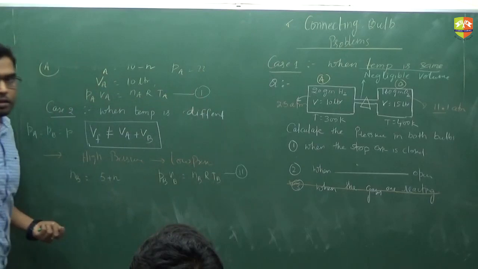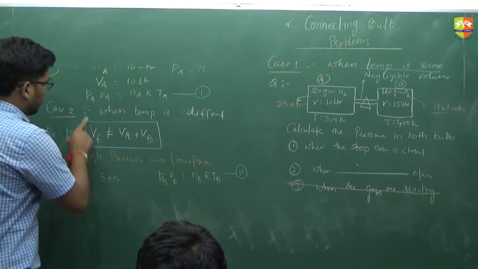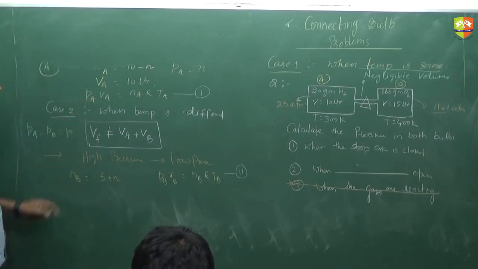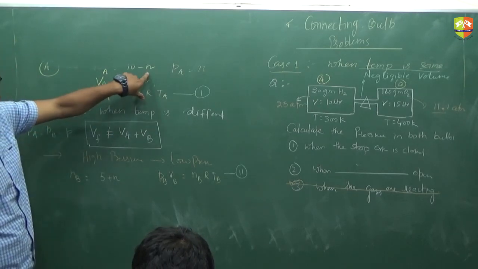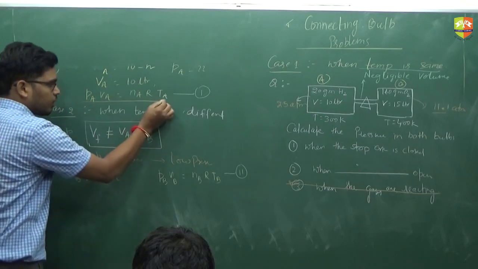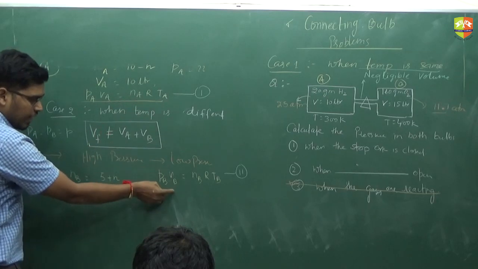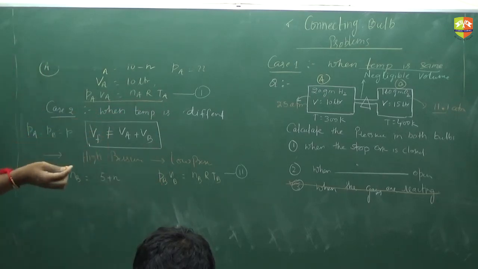Can we solve one of the equations? PA is not given, so you do not know PA. We have VA, but n is not there. You cannot solve one equation alone because there are two unknowns. But when you take the ratio of these two, the advantage is that PA and PB get cancelled. One unknown is cancelled out.